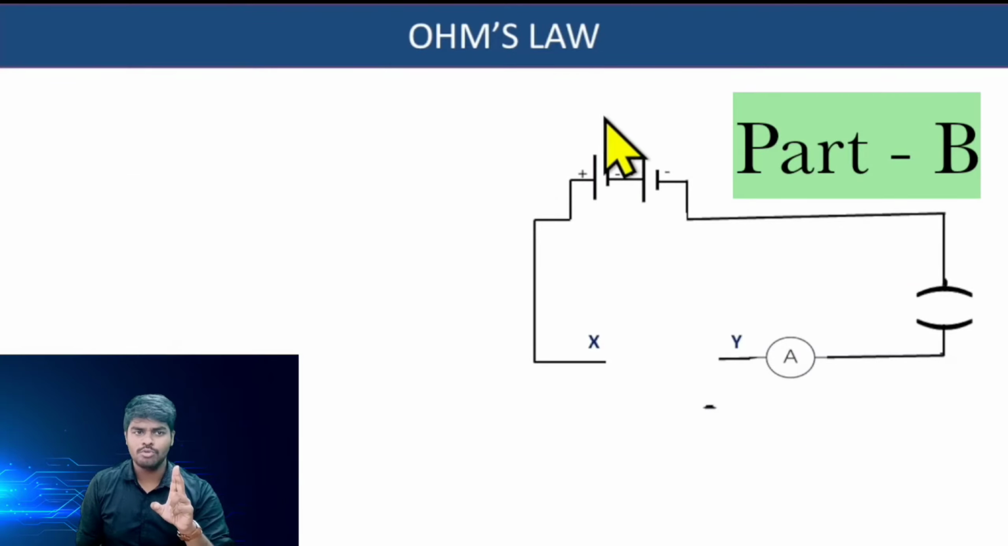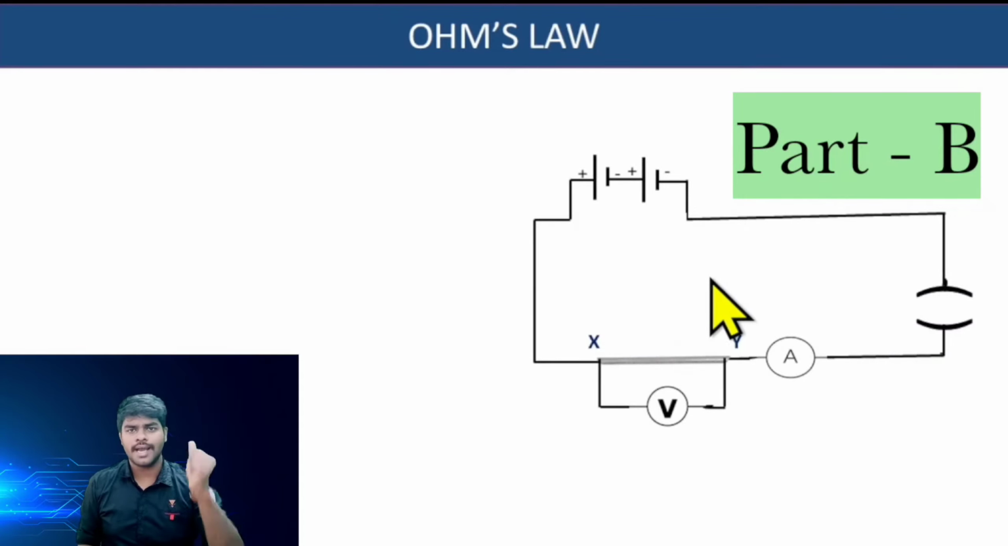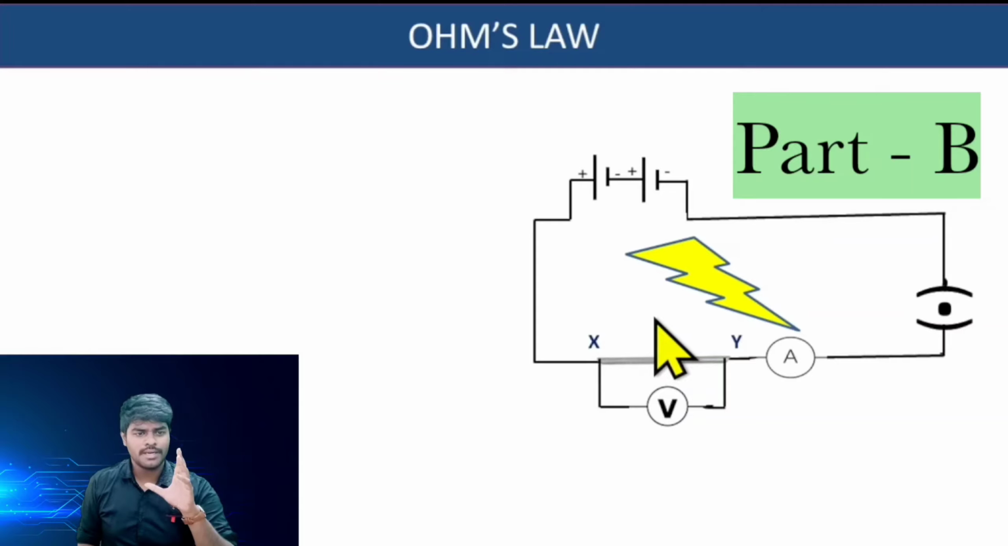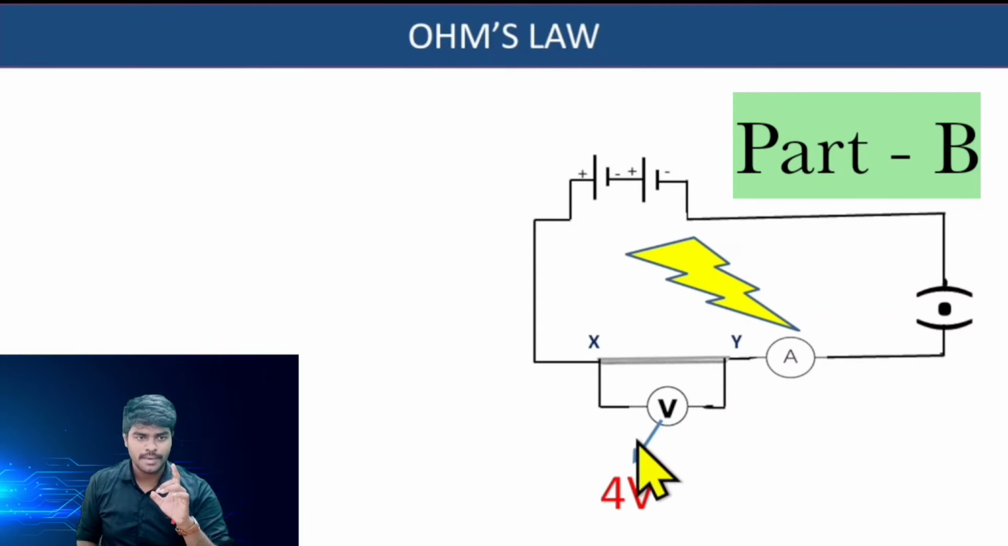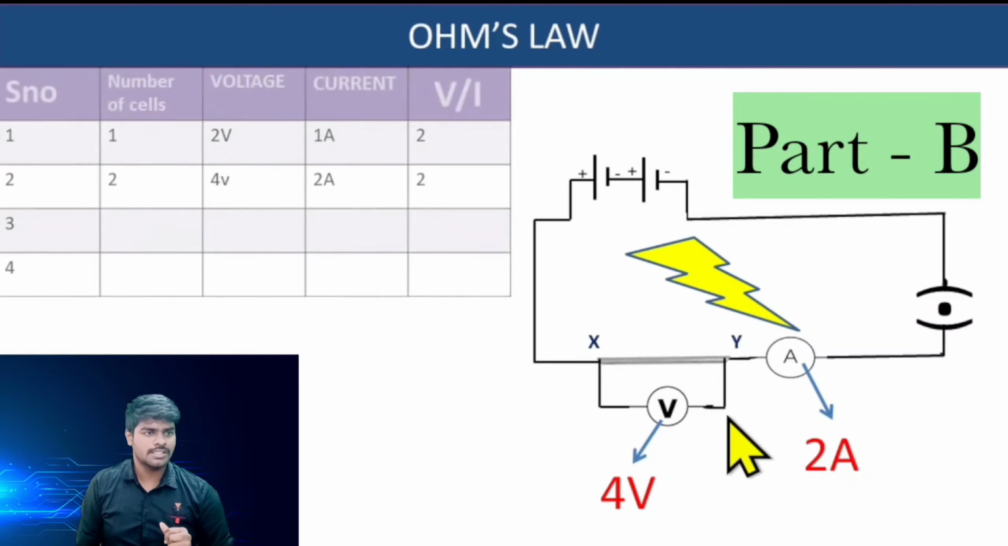Next, part B. In part B, we connected 2 cells, nichrome wire, voltmeter. Now switch on the current. The current is flowing in the circuit. Can you guess the voltmeter and ammeter readings? The voltmeter reading is 4 volt. Observe clearly. The ammeter reading is 2 ampere. Okay, fine. This is the table.